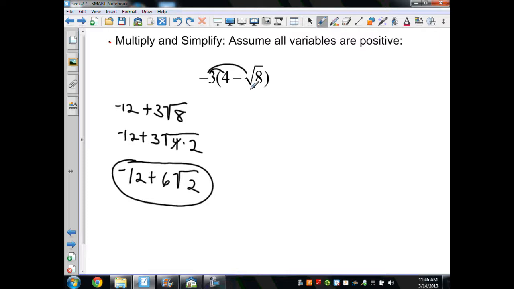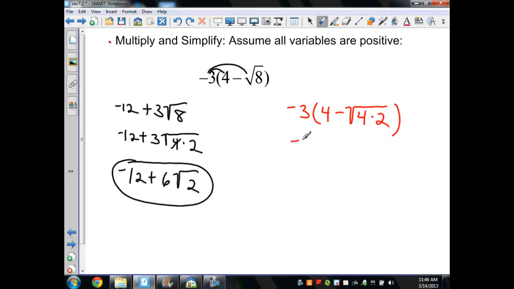Another way to solve this problem. What I could do is simplify the expression first, then distribute. So I'm going to bring down my negative 3, 4, minus, and then I can break up my radical into 4 times 2.